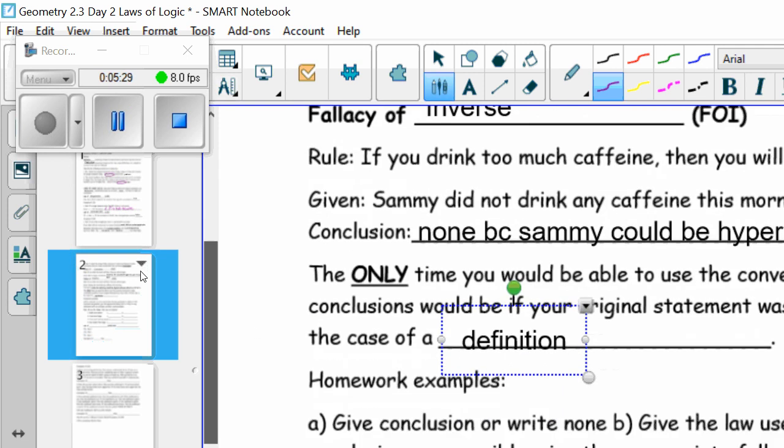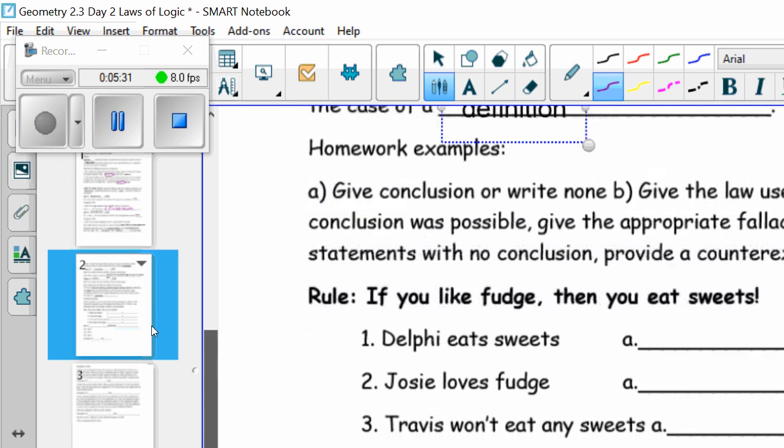All right, so let's look at some examples that we might see in our homework. For A, we're going to give the conclusion or write none if there's not one. We're going to give the law that we used, either the law of detachment or the law of contrapositive. Or if no conclusion was possible, we're going to give the appropriate fallacy, the fallacy of the converse or the fallacy of the inverse. For any statements with no conclusion, we're going to provide a counterexample. So they give me the rule: if you like fudge, then you eat sweets.